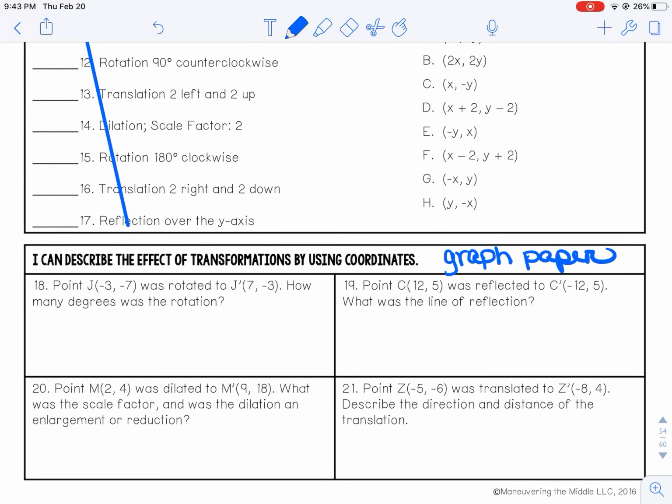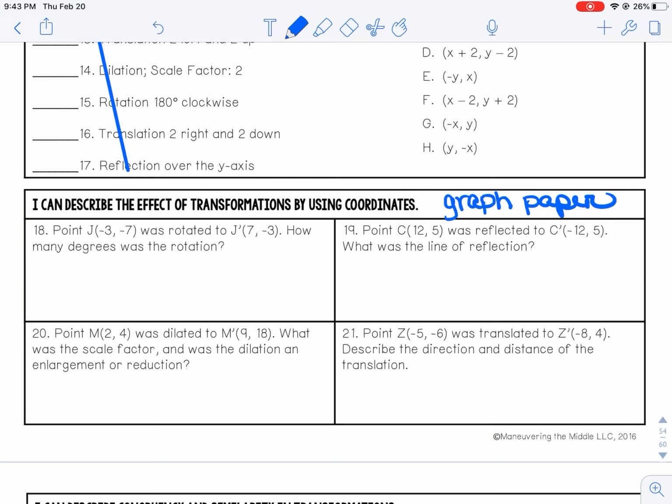And then you're just describing what happened with the transformations on there. Okay, so for number 18, you're going to have to plot the original point, the pre-image. You're going to have to plot the image, or even sketch it. So if we were to sketch it out without using graph paper, -3, -7 would be down here somewhere, and 7 comma -3, that would be J, would be over here. So this would be J prime, okay?